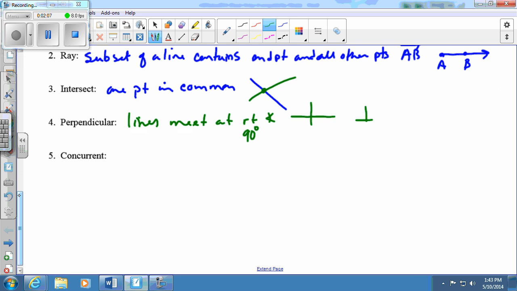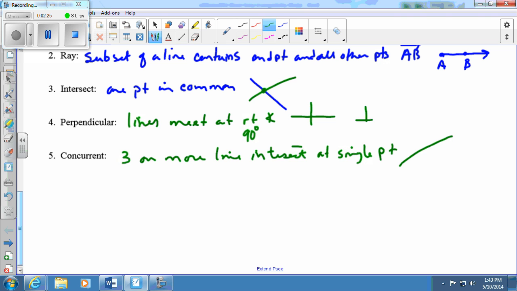Concurrent. Concurrent is when you have three or more lines that intersect. So three or more lines are going to intersect at a single point. So here's one line, second line, that's my point of intersection, and then I have a third, and I possibly might have more, but notice they all share and intersect at that one point.